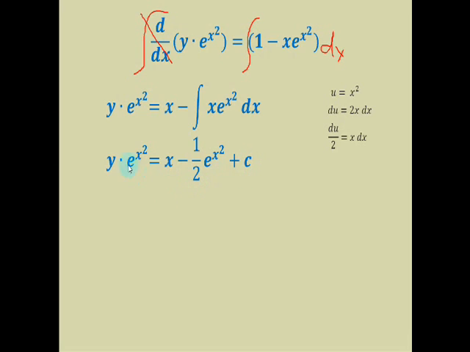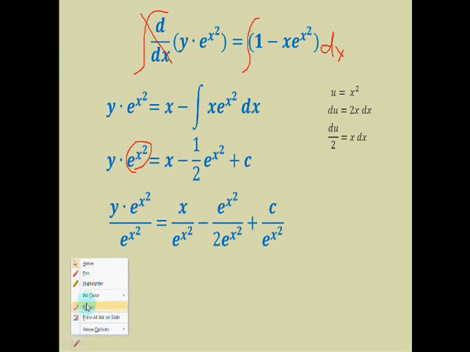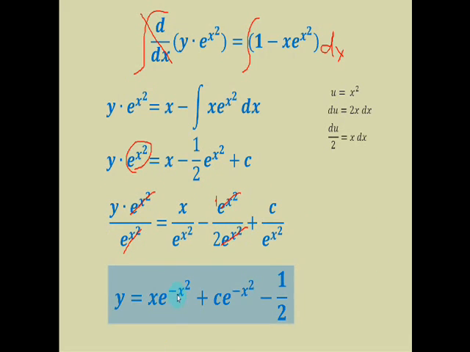We wanted to express the equation in terms of y. So we will divide this whole equation by this e to the x squared. So it becomes like this, and this part will just cancel out, and also this part. So we are left with 1/2 there. Rewriting this equation, it becomes y equals x e to the x squared plus c e to the minus x squared minus 1/2. So this is the final equation.